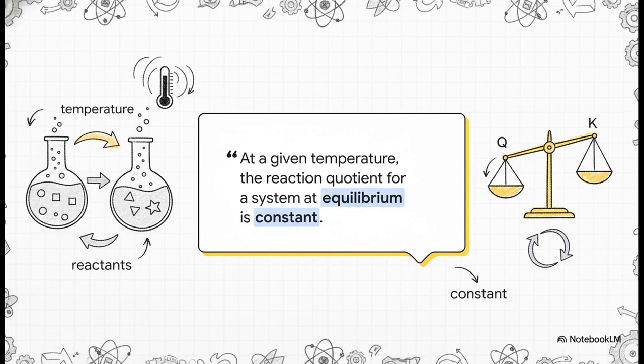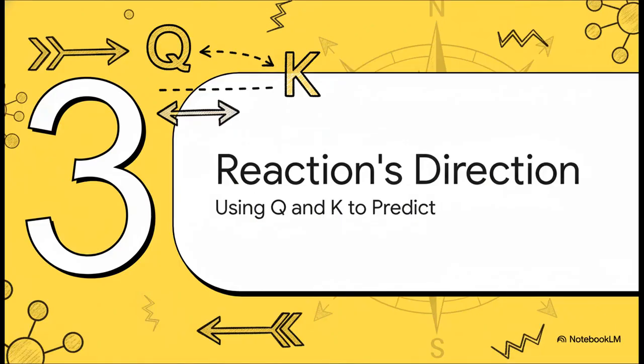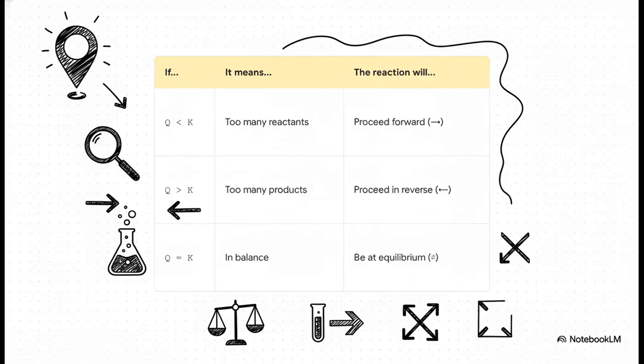It guarantees that for any given reaction at a certain temperature, there is one and only one destination, K, where that system will find its balance. So this brings us to the whole point of this. If we know the destination, K, and we know our current location, Q, we can actually predict the future. We can figure out exactly which way the reaction has to go to find its balance. This is our chemical GPS.